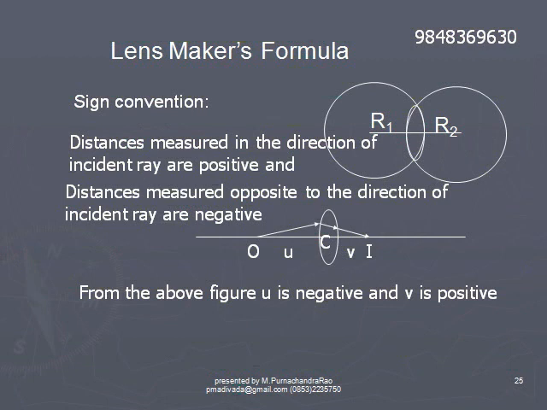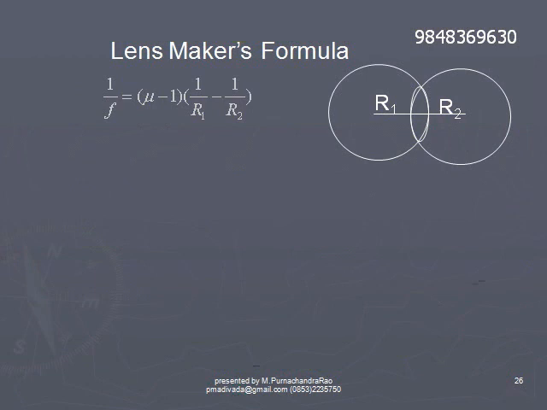The lens formula, that is, the relation between focal length, object distance and image distance, is given by 1/f = 1/u + 1/v.